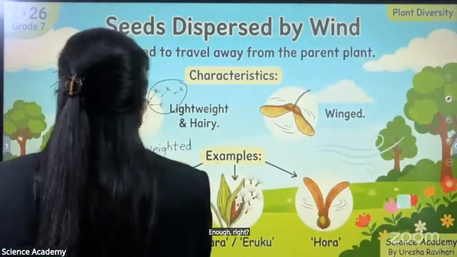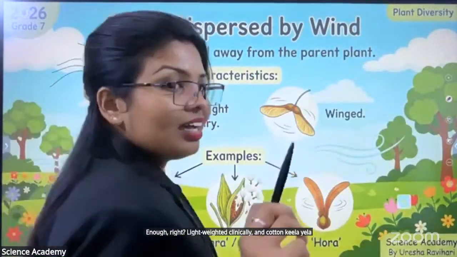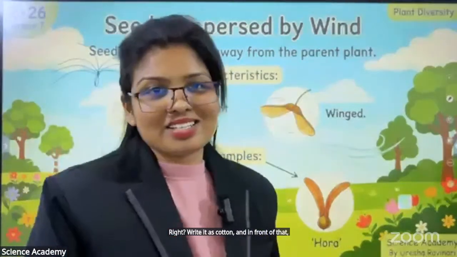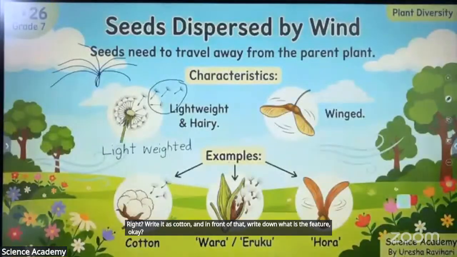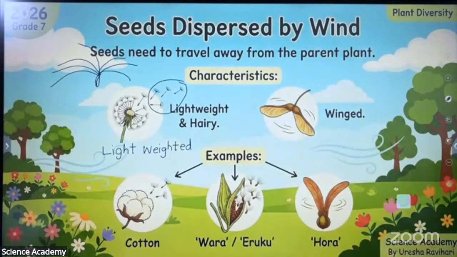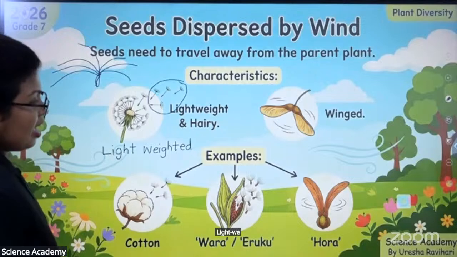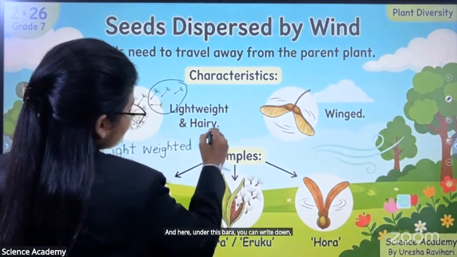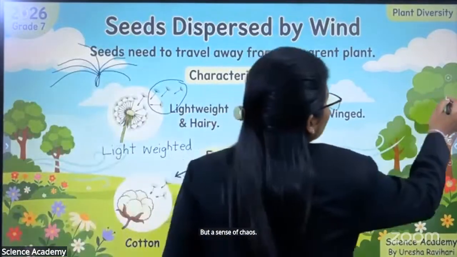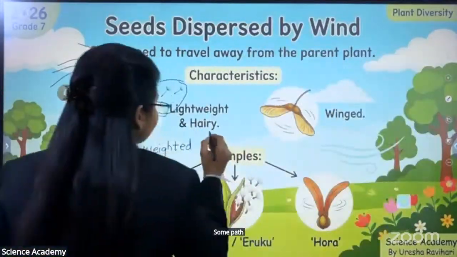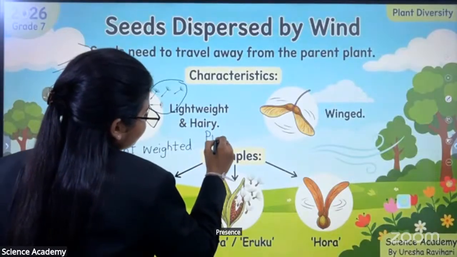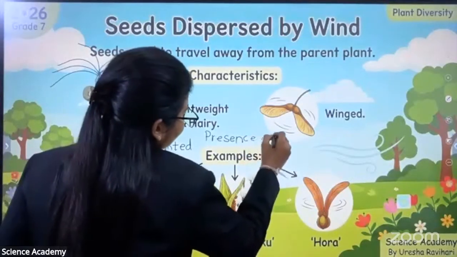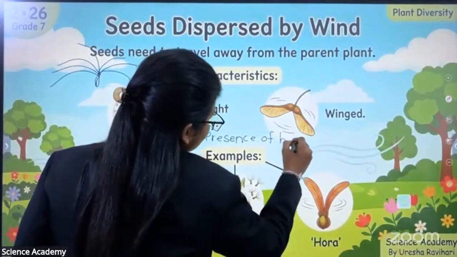Light weighted කියන එක ලියන්න. Cotton කියලා ලියලා ඉරක් ගහලා, right? Write it as cotton and in front of that, write down what is the feature. Light weighted. And here, under this, you can write down presence of hairs. Presence of hairs.